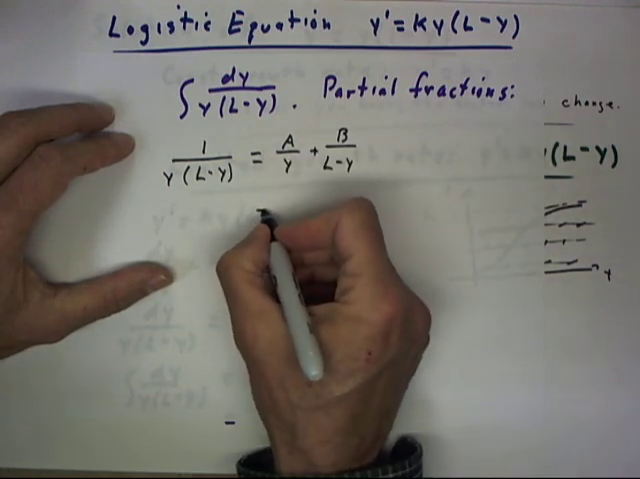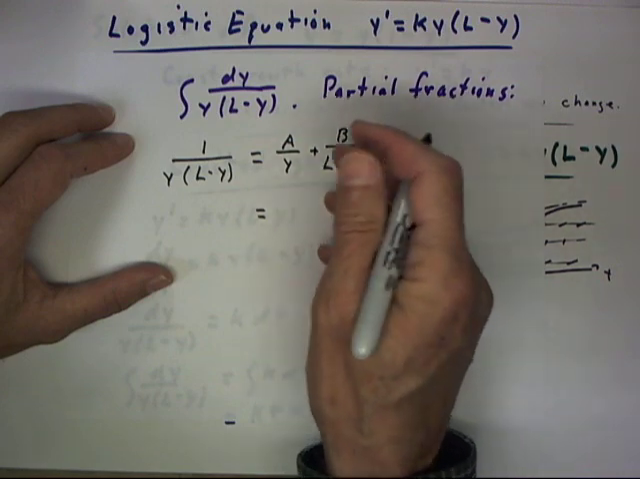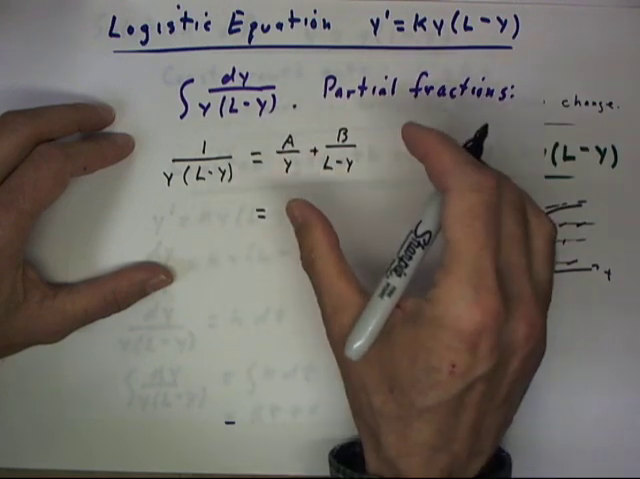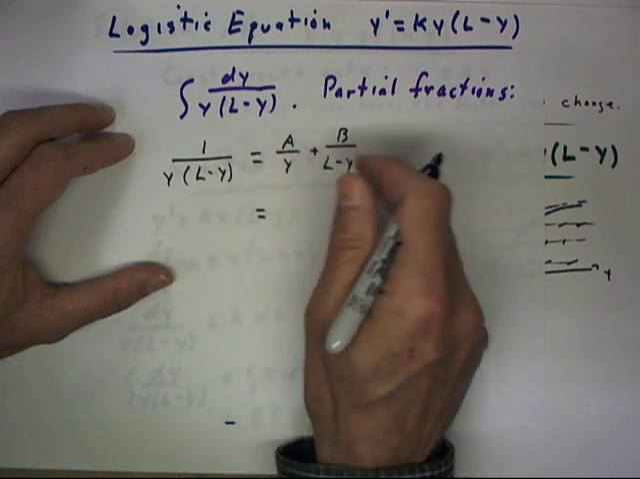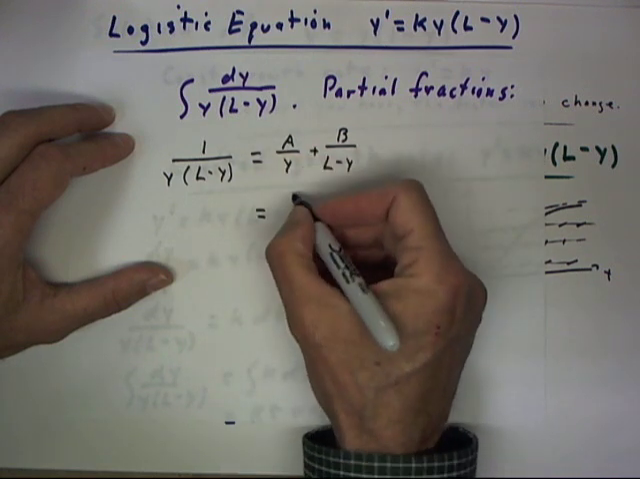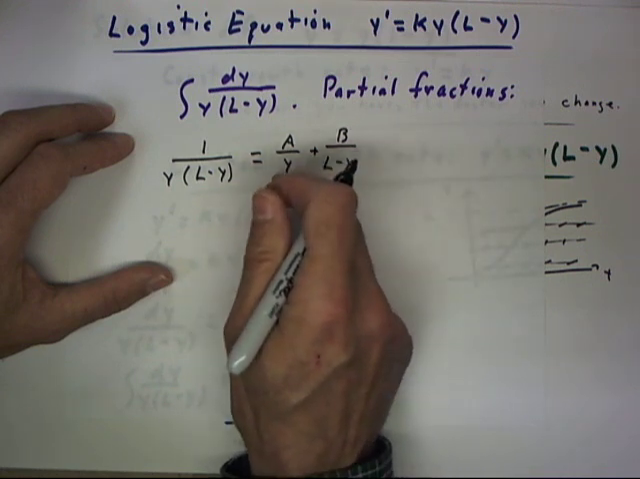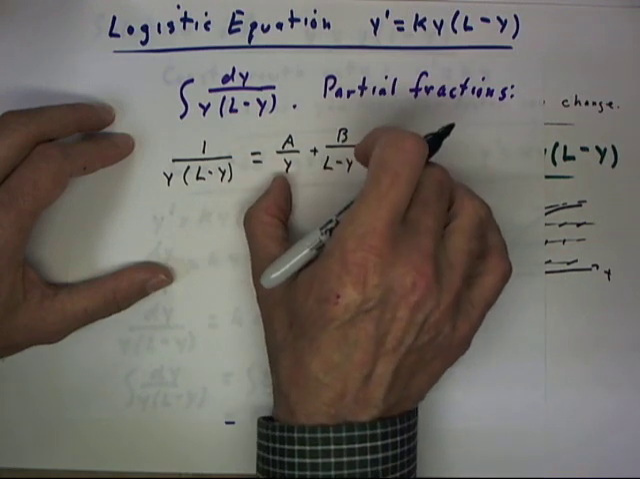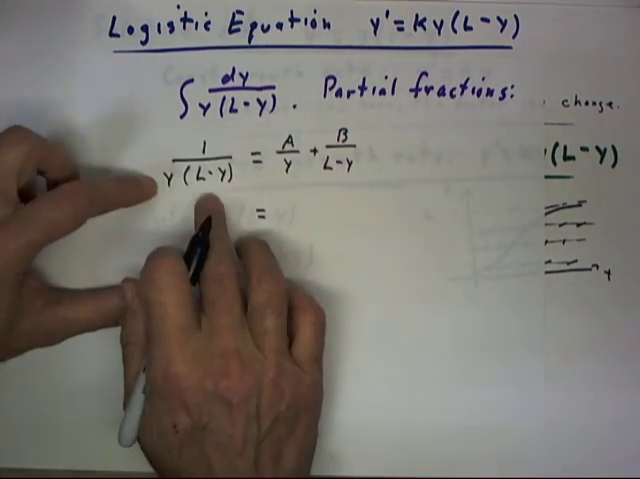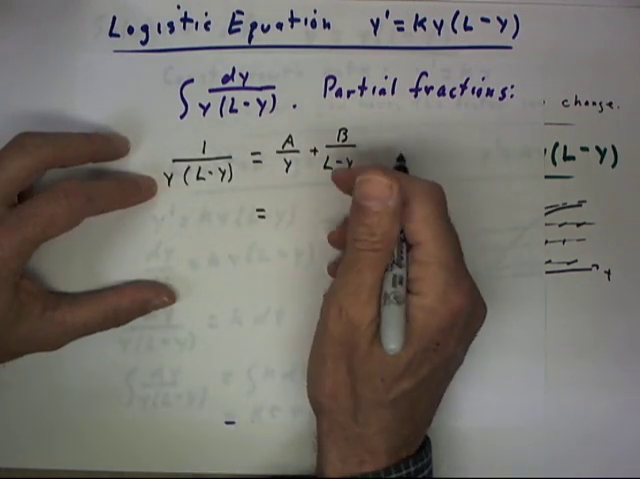Now, if we take the right-hand side and put it over a common denominator, and I assume you know how to do this from first year calculus. If not, review the method of partial fractions. The common denominator here is going to be y times (L minus y), which is going to allow us to match up the expression we get here with the expression we get here. We're simply going to have to set the numerators equal.